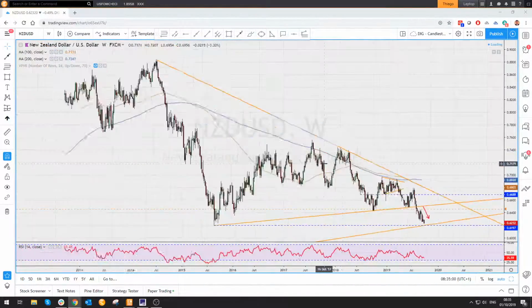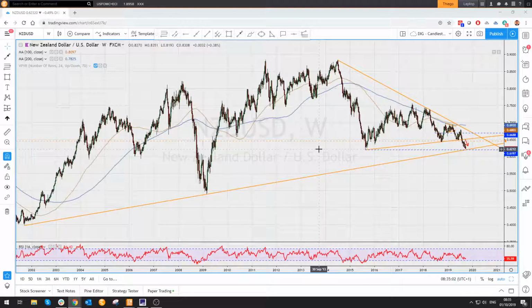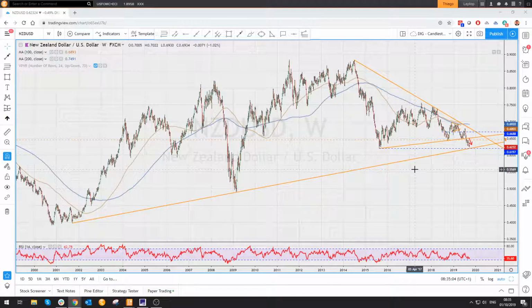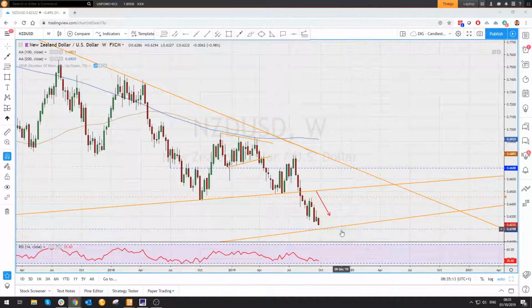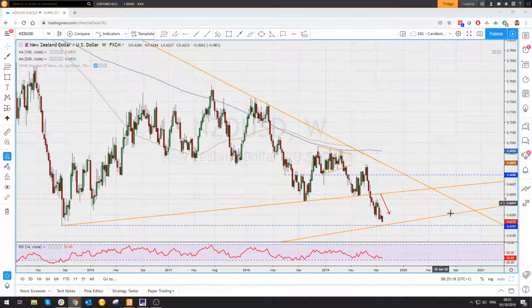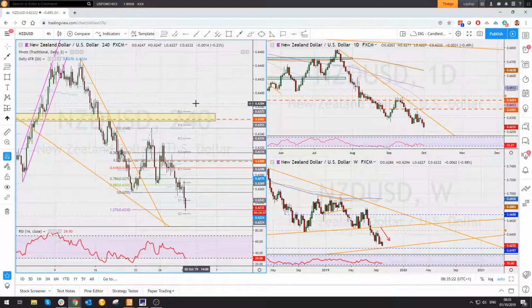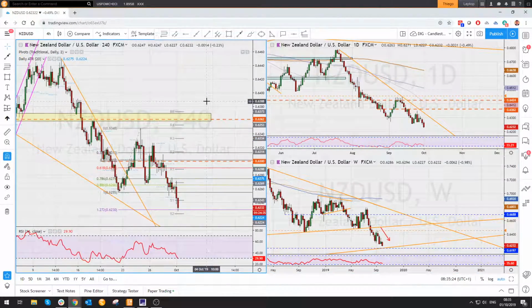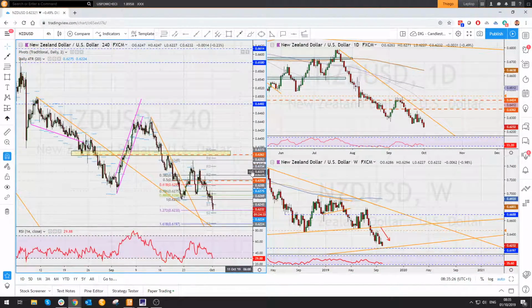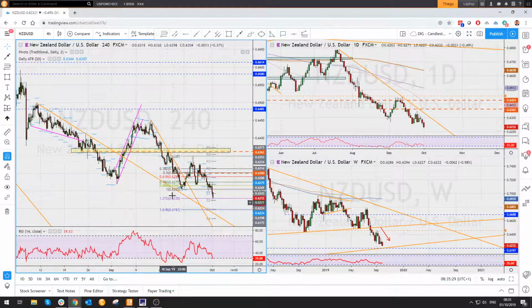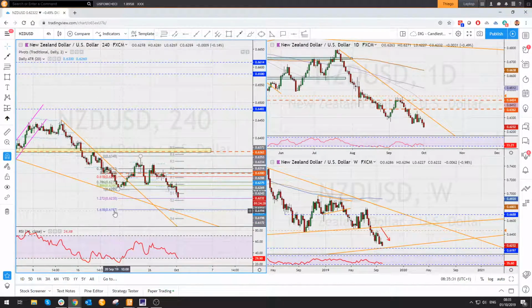The level that we have been speaking about has been this 62 handle, right? If I zoom out on the weekly, you know how big this 62 is. It's a massive trend line on the weekly, which comes around the 62 handle. So I have been waiting. We are getting very close. We are only 32 pips away, and I do think we're going to reach there at some point. And you can see here the 1.618 fib extension as well comes around 61.87.